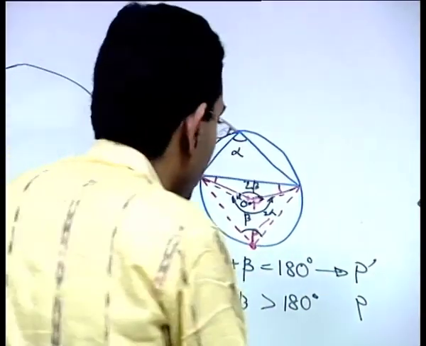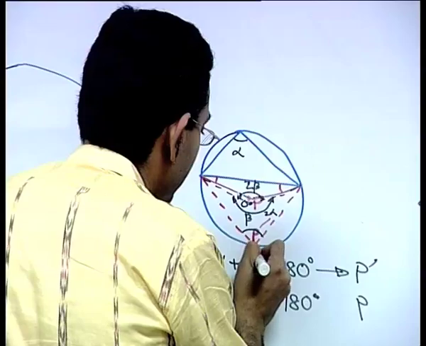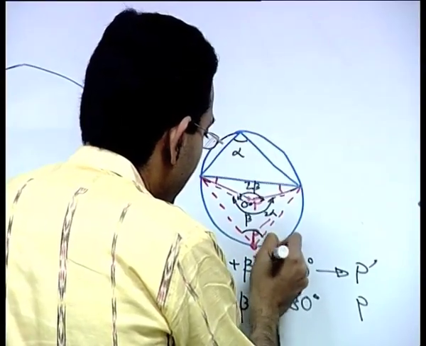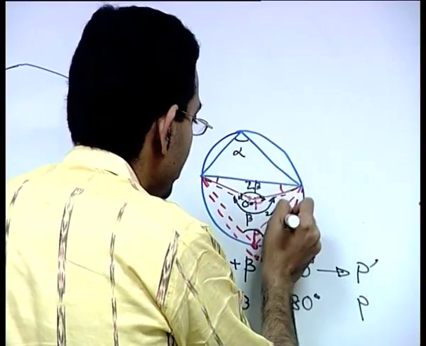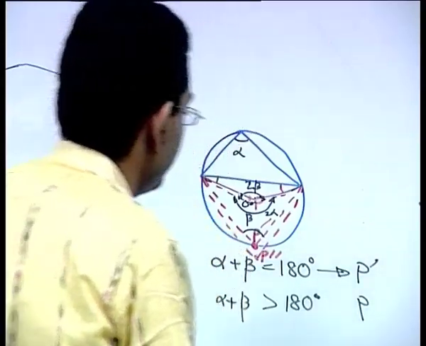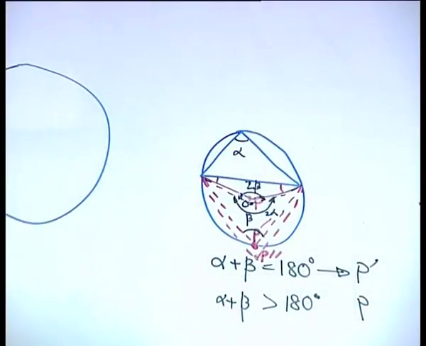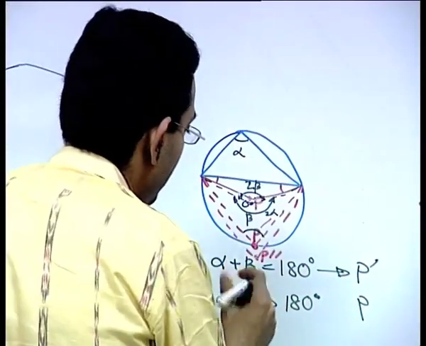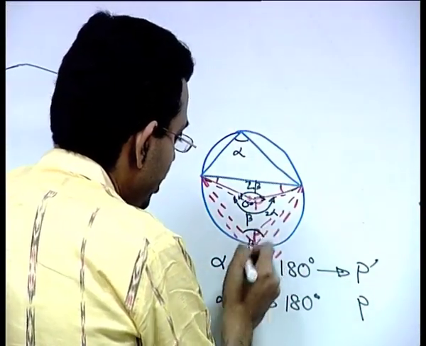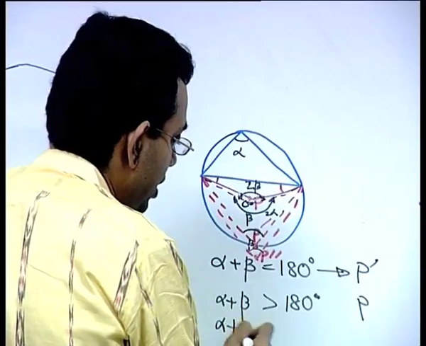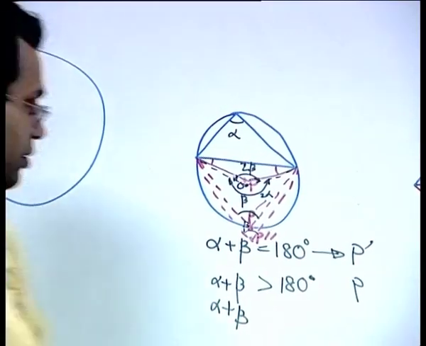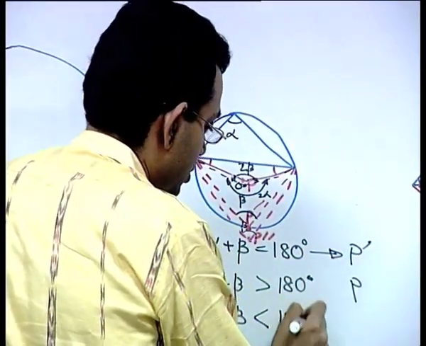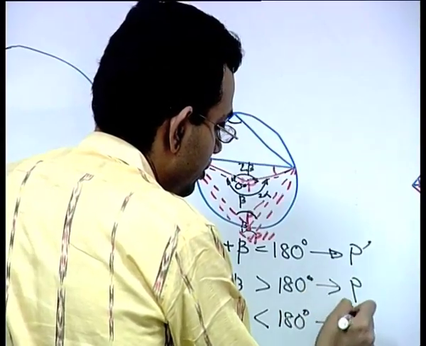Similarly if you consider a point P double dash which is outside the triangle, outside the circle, then this angle will be the new beta. So alpha plus beta will be what? Less than 180 degree for P double dash.